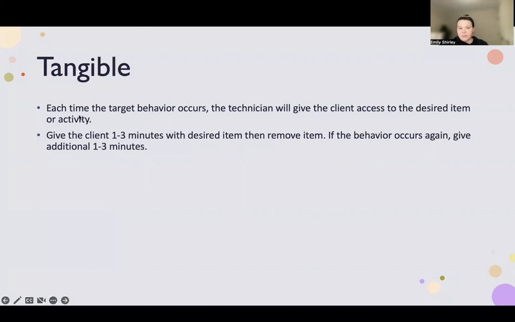And then tangible. So each time the target behavior occurs, the technician will give the client access to the desired item or activity. We're going to give the client 1 to 3 minutes with the desired item and then remove the item. If the behavior occurs again, give an additional 1 to 3 minutes. And then just like the last condition, you're going to continue to repeat this and collect the data.